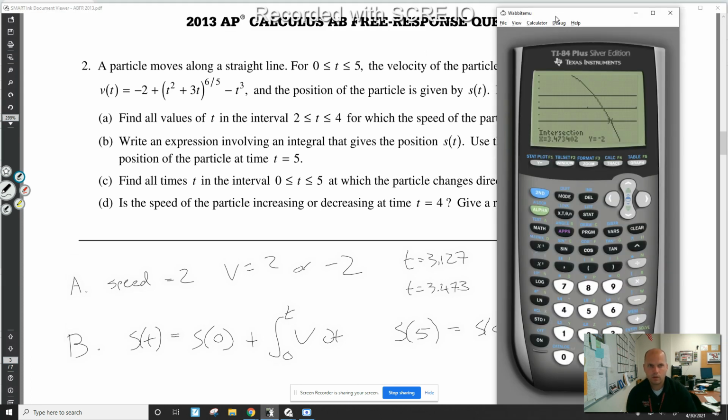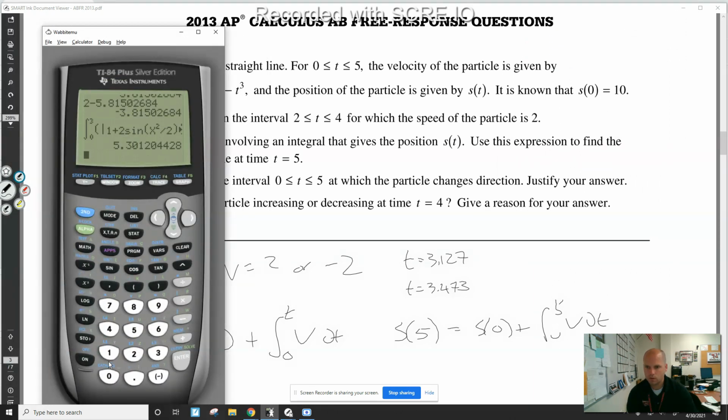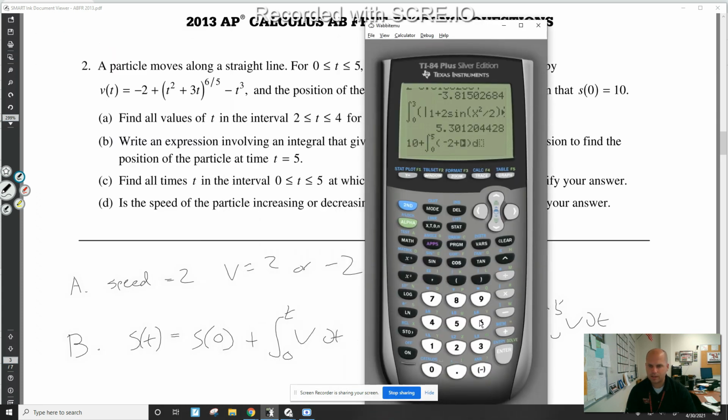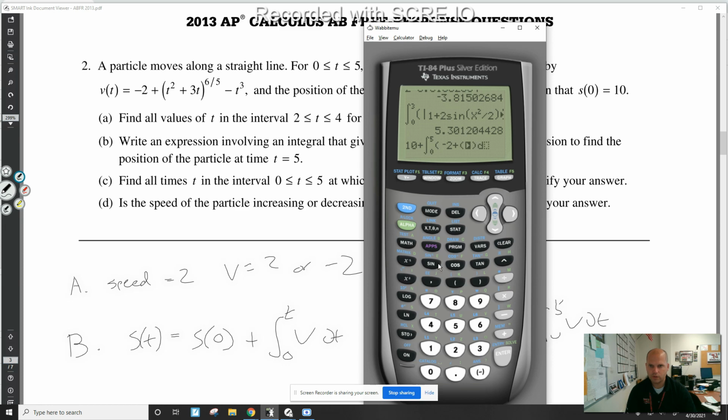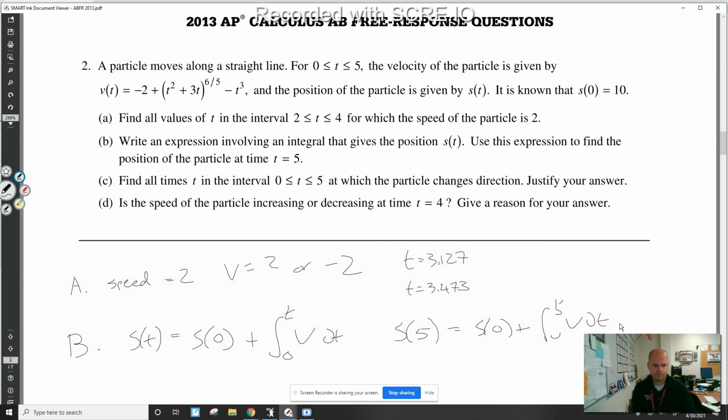So S of 0 is 10. 10 plus math 9, integral from 0 to 5 of negative 2 plus parentheses t squared plus 3t to the 6/5 minus t cubed. I get negative 9.207.